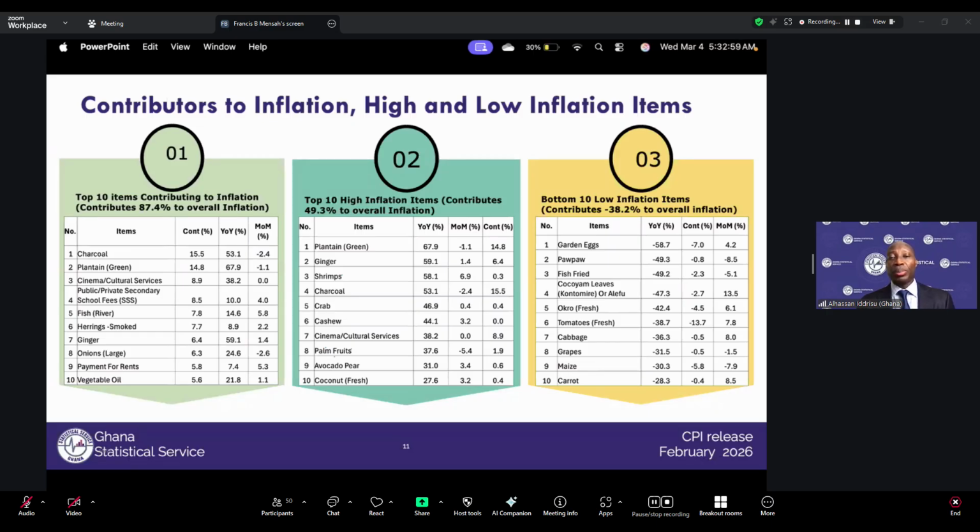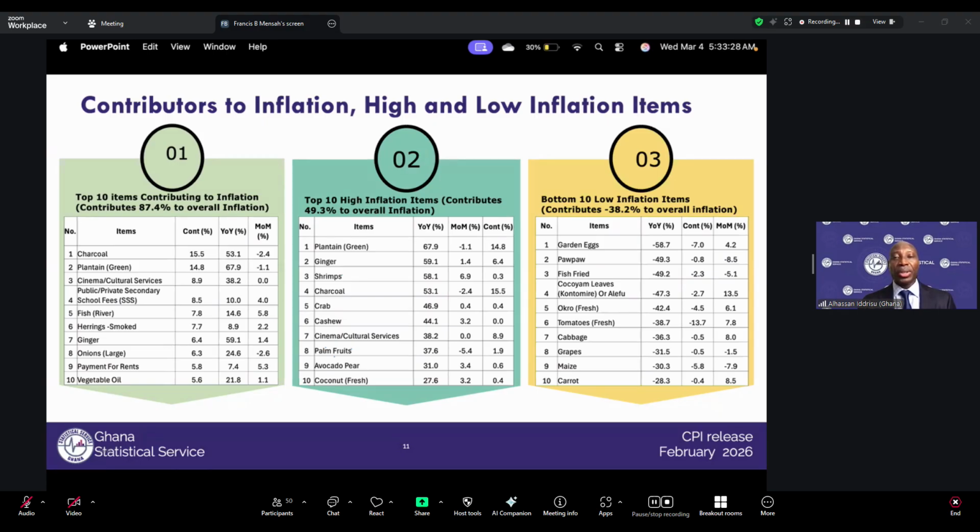Then followed by pawpaw, which saw an inflation rate of negative 49.3%, or deflation of 49.3% in February 2026, down from negative 46.9% in January 2026. Then the third is fried fish, with an inflation rate of negative 49.2% in February 2026, from negative 50.7% in January.